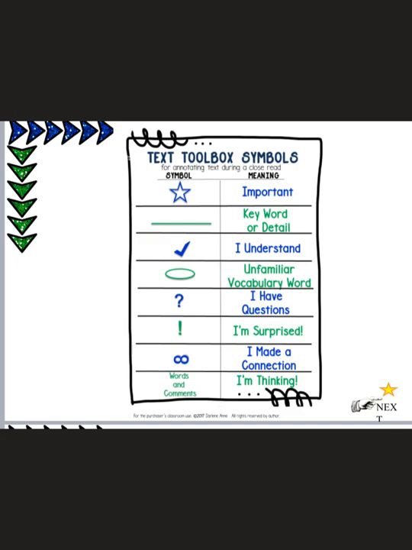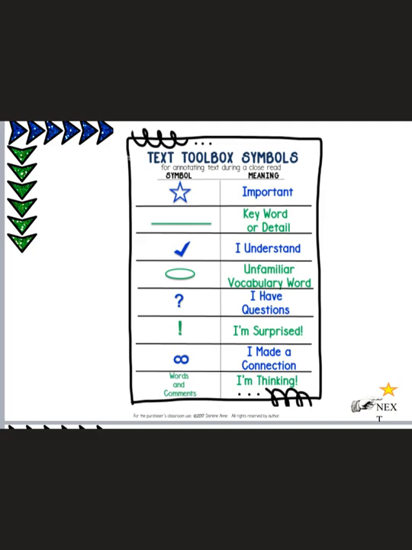These are some of the symbols that we are going to use when annotating a text. A star is going to symbolize something important. Well, hey, didn't I already do that? Didn't Miss Thurston use a star symbol in her syllabus? I was already introducing you to some of those symbols. If I underline something, that's a key word or a detail that I want to go back and remember later.